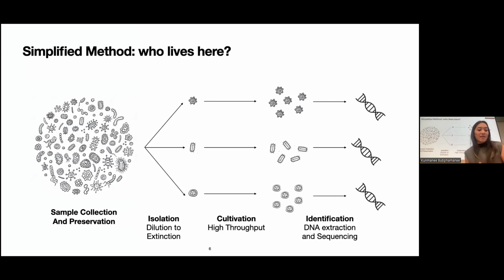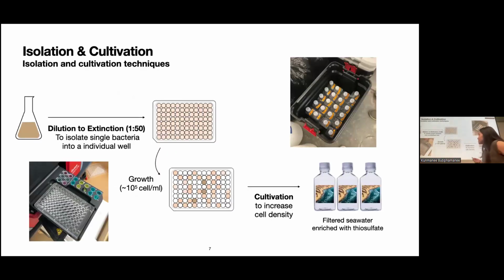So here is a simplified method of the project. We have a seawater sample that has been collected and preserved. Now we want to isolate microbes to a single species or genus, and then we try to grow them to a large biomass, with a lot of cell density, so we can extract DNA of the microorganism. So this is the overall project during the summer. In detail, we have seawater, and this seawater will be thawed and then subjected to a dilution to extinction process.